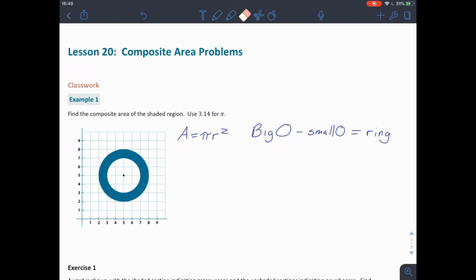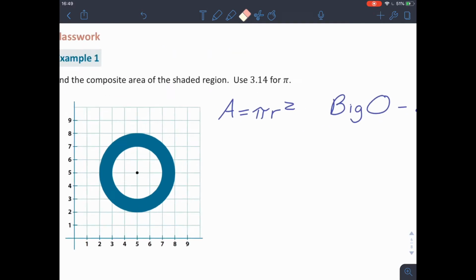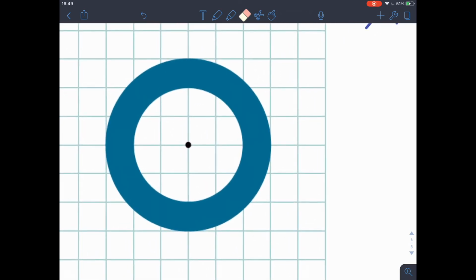Next, we have a slightly trickier problem on the coordinate plane because this one is a composite area problem. So we have to find the area of this shaded region, which is a sort of ring shape. And we're going to use 3.14 for pi. Well, this ring shape looks an awful lot like a circle, so we can use the area formula of a circle to get started. Looking at my circles, it seems like if I filled in the inside of this ring, I could have one large circle.